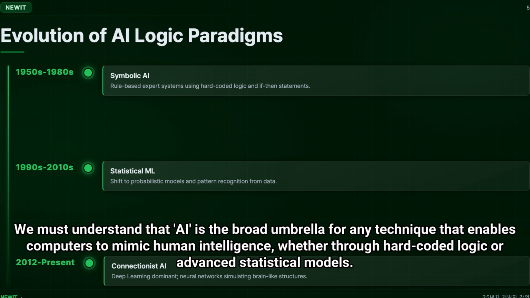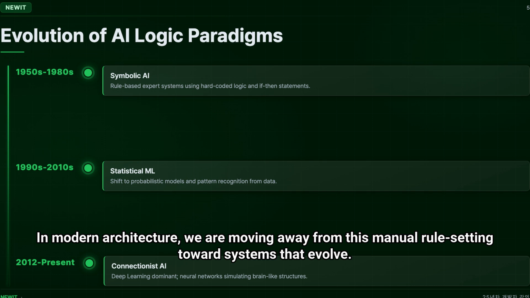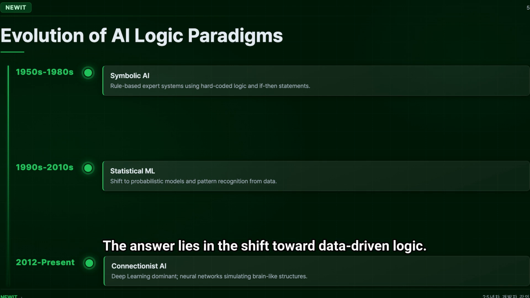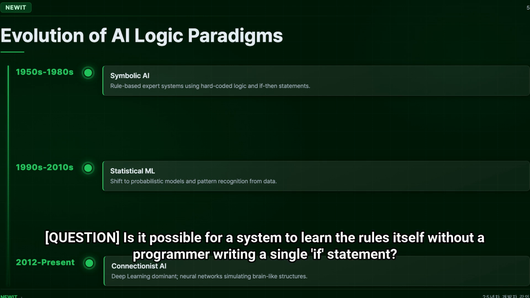We must understand that AI is the broad umbrella for any technique that enables computers to mimic human intelligence, whether through hard-coded logic or advanced statistical models. In modern architecture, we are moving away from this manual rule setting towards systems that evolve. But how do we bridge the gap from rigid rules to fluid adaptation? The answer lies in the shift toward data-driven logic.